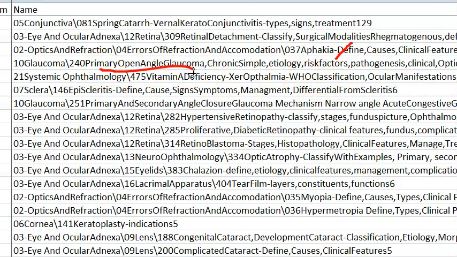Primary open angle glaucoma, all the visual field defects, the optic disc changes, all that you should know. Vitamin A deficiency, xerophthalmia, you should know the WHO classification. First it starts with night blindness, then conjunctiva is affected, then cornea is affected, then the fundus is affected, all that you'll have to write. Keratomalacia, what else? Corneal scar, all that you will write, okay? Then episcleritis, how to differentiate from scleritis, you should know.